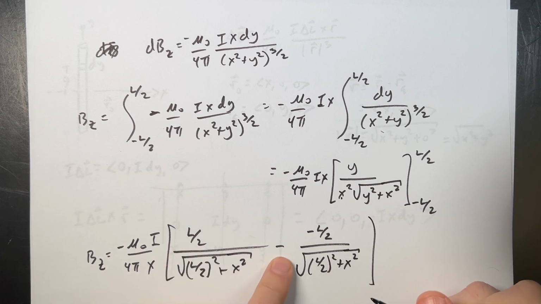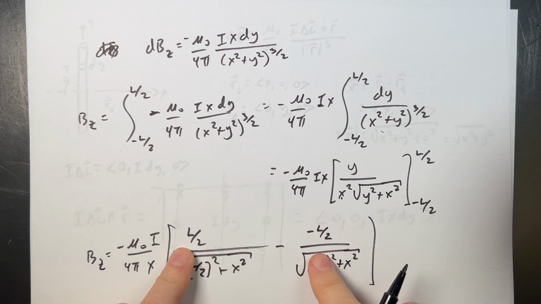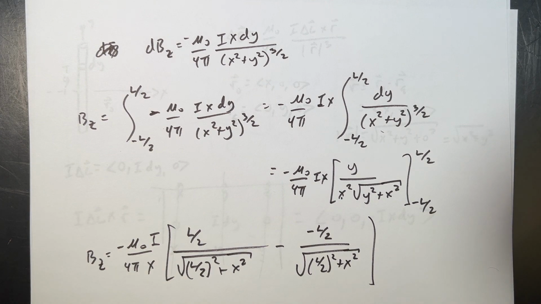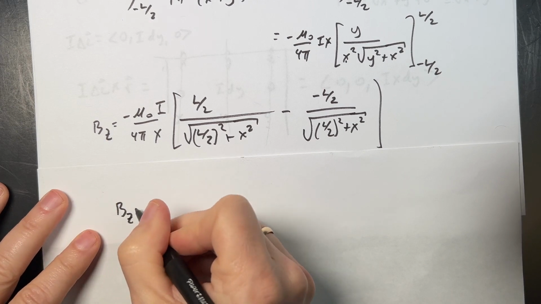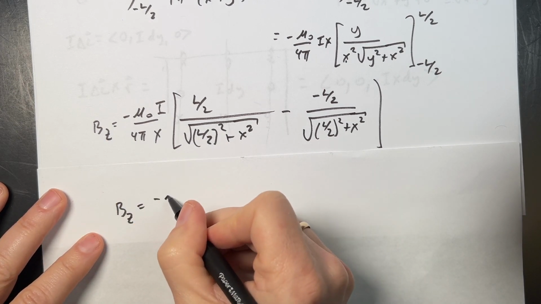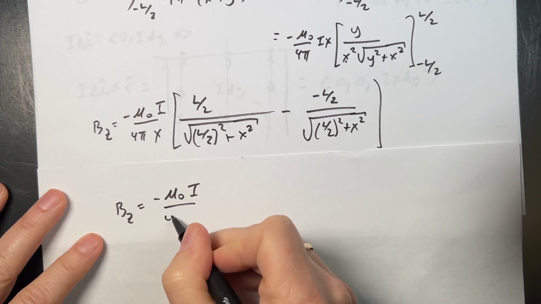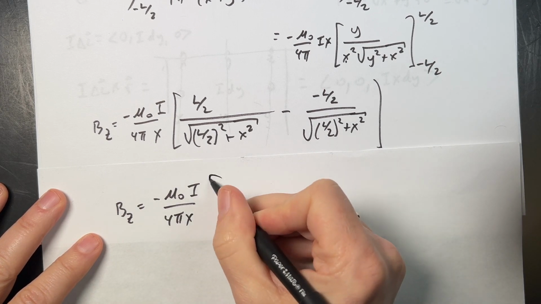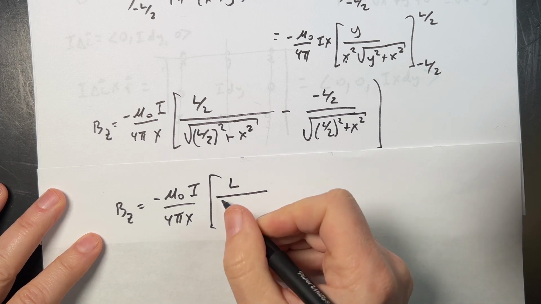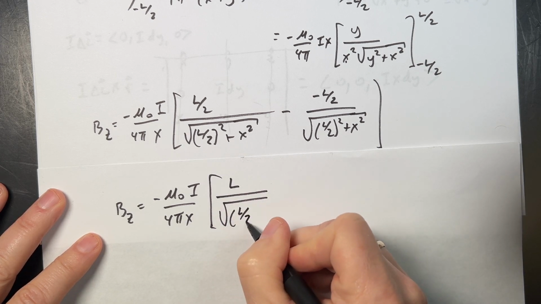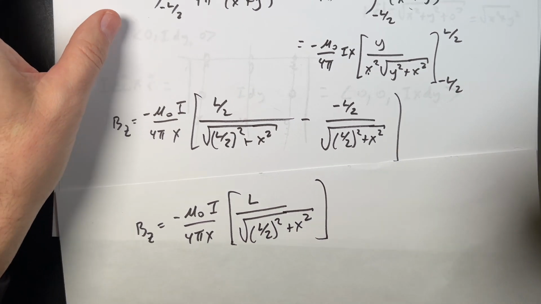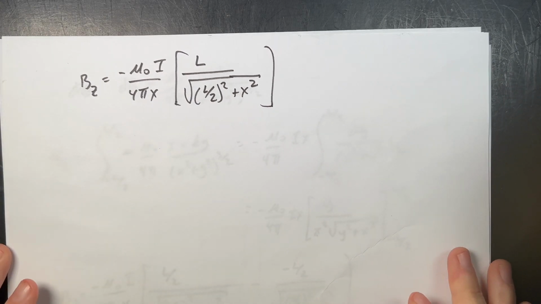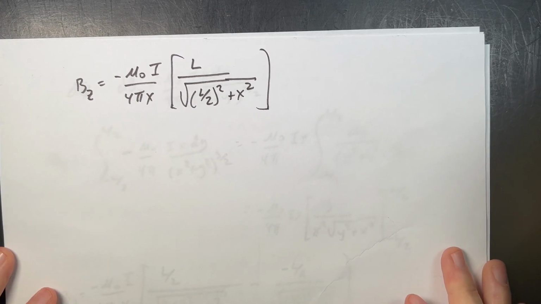And so here I have L over 2 minus negative L over 2. So I have L over 2 plus L over 2 is L. And then down here, these are the same, right? So that leaves me with, oh, I crumpled up my paper. That's fine. BZ equals negative mu naught I over 4 pi x, L over the square root of L over 2 quantity squared plus x squared. That's that. I think that's the right answer.